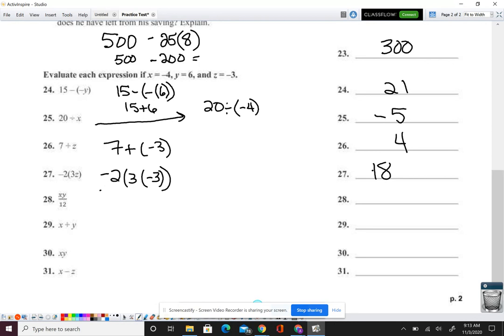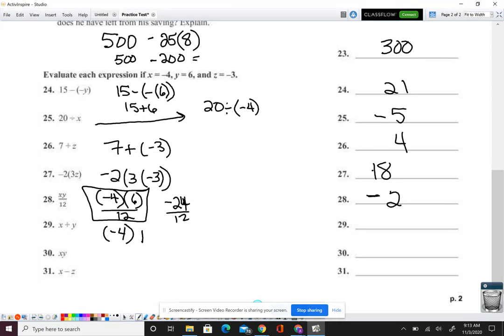28, I'm putting negative 4 in there for x. I'm putting 6 in there for y. And I'm dividing it by 12 because they gave me that in the problem. One negative sign, my answer is going to be negative. 4 times 6 is 24. 24 divided by 12 is 2. And you could write that down, negative 24 divided by 12. I'm most looking for you substituting those in and writing that down.